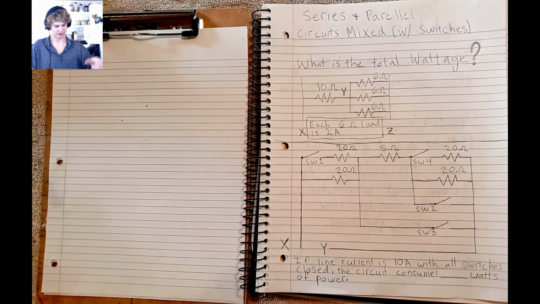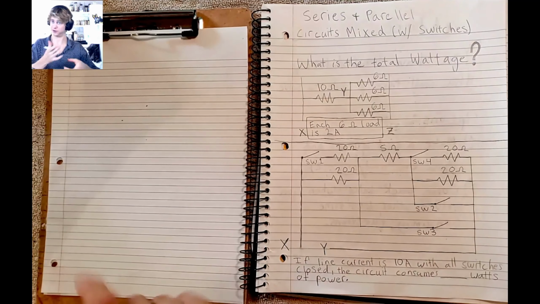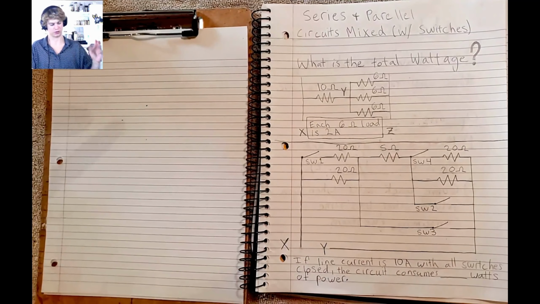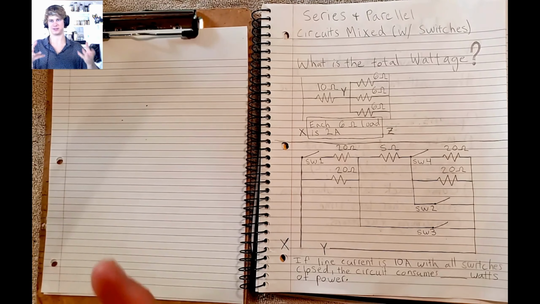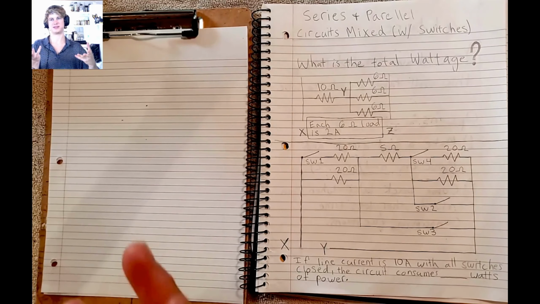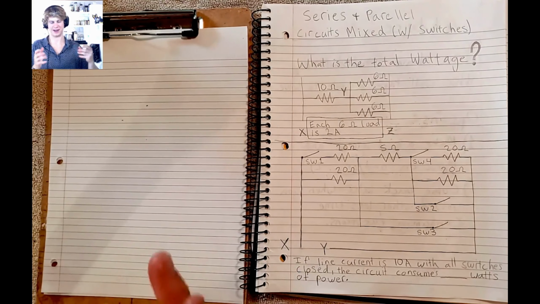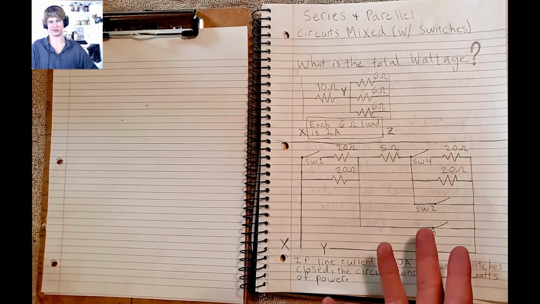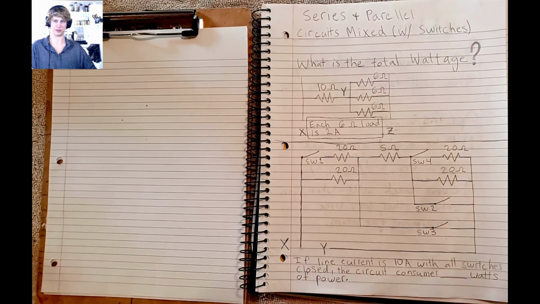Some are wired in series, some are wired in parallel, and it also depends how the switches are open or closed. The question is, if line current is 10 amps with all of these switches closed, the circuit consumes how many watts of power? Okay, so now this is an interesting question. I don't think it's a bad idea to solve this, but we need to think about the mindset of being on a test and having limited time. This is probably going to take a little while, and it's not the most straightforward question either.